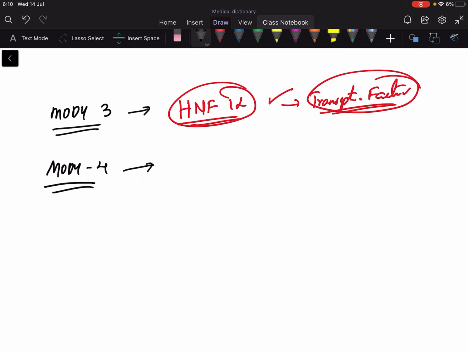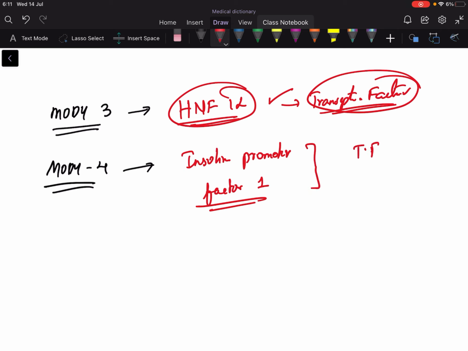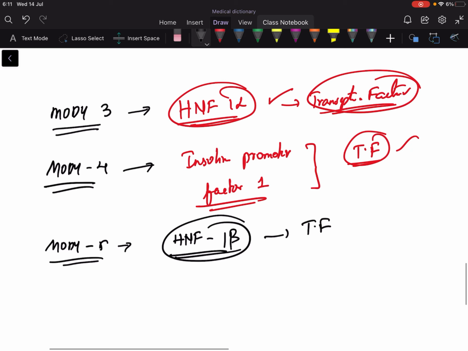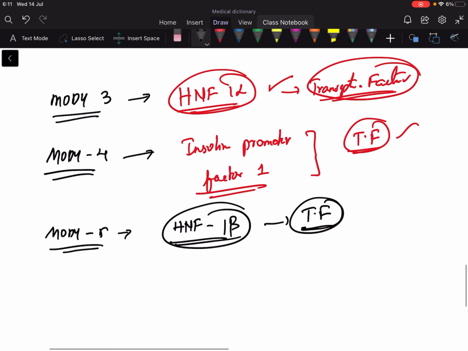Next we will talk about MODY 4. In MODY 4 there is a defect in insulin promoter factor 1. This is also a type of transcription factor which is needed for insulin production. Finally we come to MODY 5. In MODY 5 there is a defect in hepatocyte nuclear factor 1 beta. This is also a type of transcription factor. So these are the things you should know.